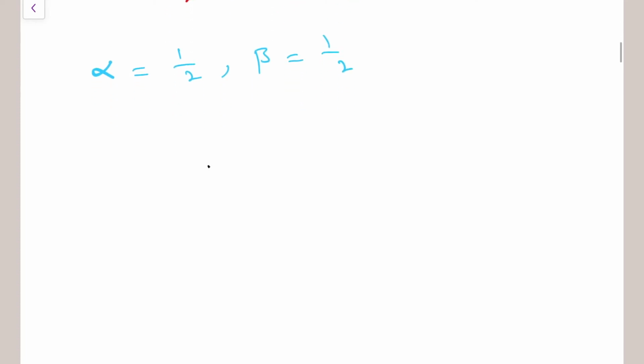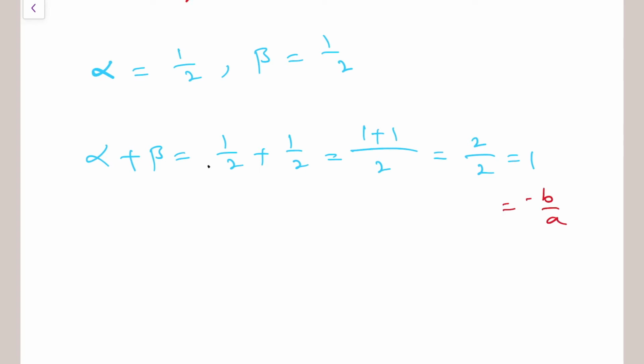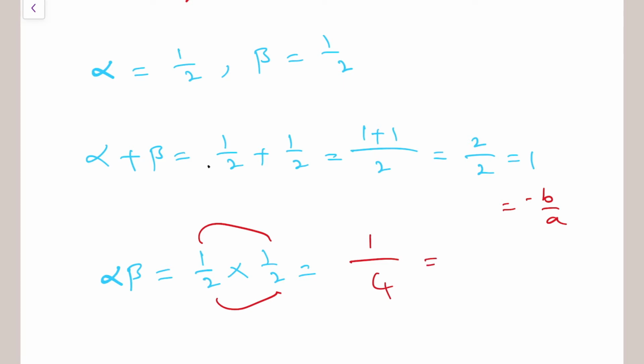Now we need to find out first the sum of the zeros. Alpha plus beta equals 1 by 2 plus 1 by 2. Here both the denominators are the same, so let us add the numerators. 1 plus 1 by 2, that is 2 by 2, nothing but 1. So the sum of the zeros is 1. That can be written as minus b by a. Next, coming to the product of the zeros, alpha into beta equals 1 by 2 into 1 by 2. Multiply both the numerators, 1 1s are 1. Multiply both the denominators, 2 2s are 4. This should be equated to c by a. Alpha into beta, the product of the zeros formula is c by a.